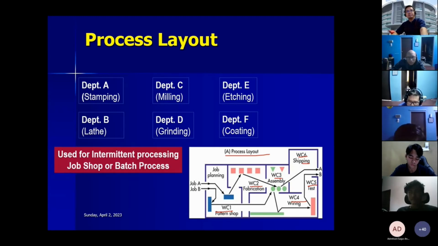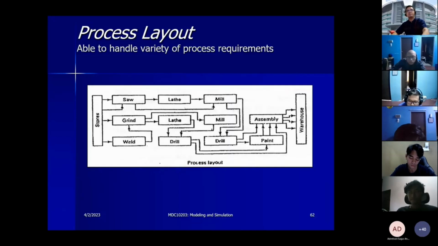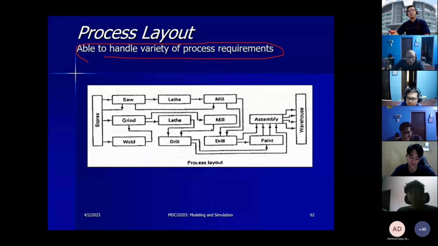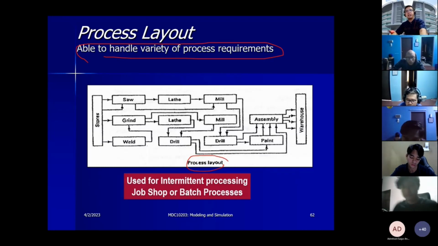It is used for intermittent processing, job shop or batch process. So this is an example. It is able to handle a variety of process requirements. So let's say there is a saw here, lathe here, milling here. We also have a lathe here, milling here, grind here, weld here. So from the saw, we can go to the lathe here or to the lathe in here. It depends on the variety of process requirements. So this is the process layout. And the usage of this process layout is intermittent processing, job shop and batch processes.